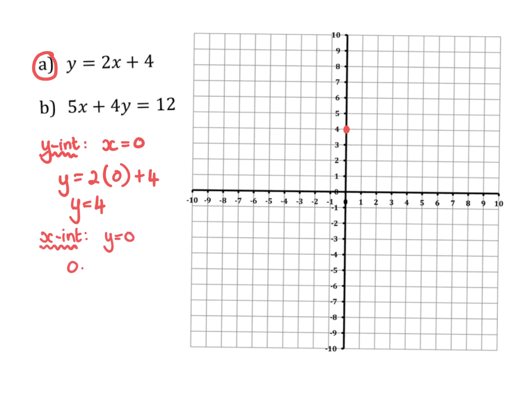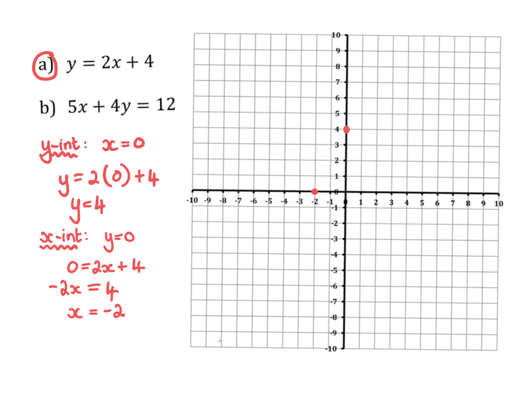So 0 equals 2x plus 4, which I can also write as negative 2x equals 4. And then I can divide by negative 2 on both sides, which gives me negative 2. And I can go and make a dot at negative 2 on my graph.